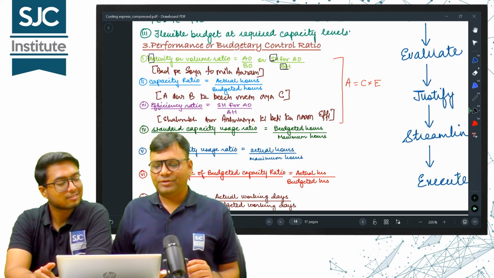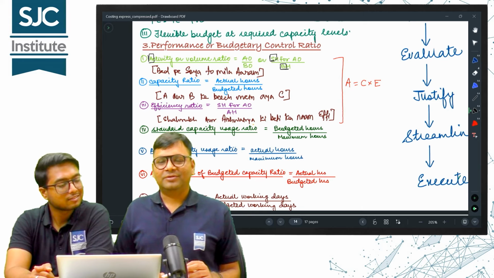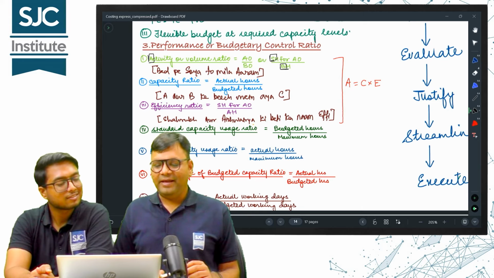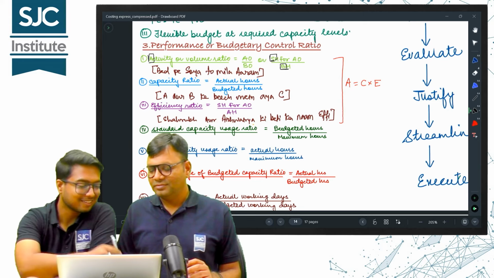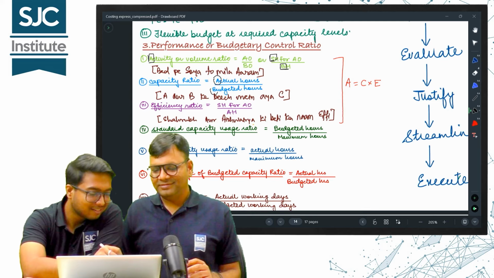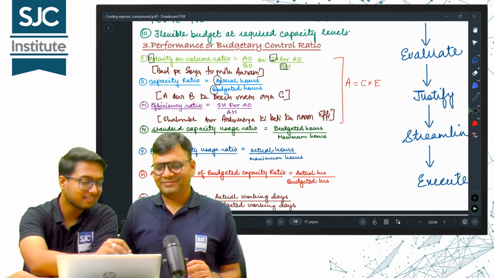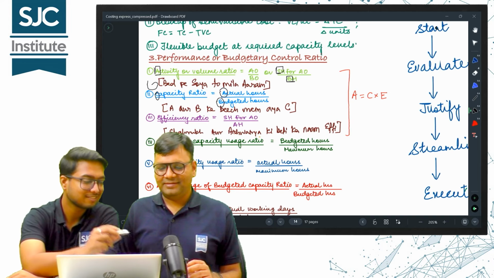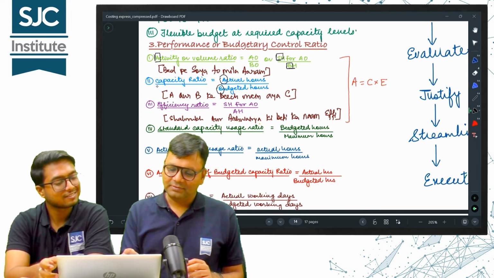Second, capacity ratio, actual hours by budgeted hours. So the keyword to remember here is A or B के बीच में आया C. Can you understand now how? Yes sir. A and this is B. So A, B. When we divide, we get C. Yes, right.